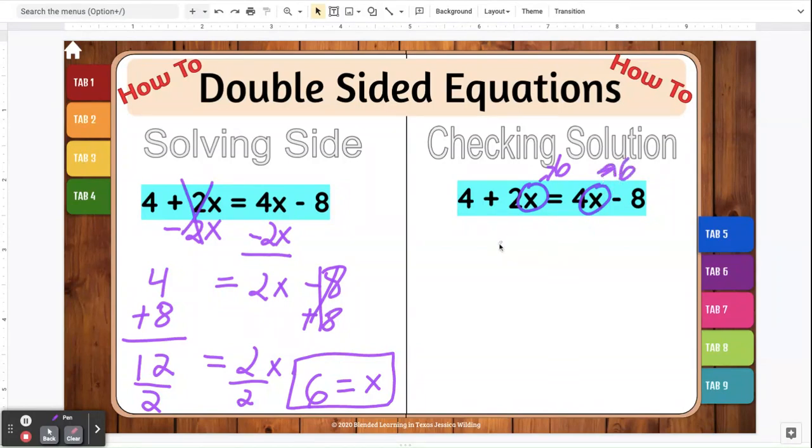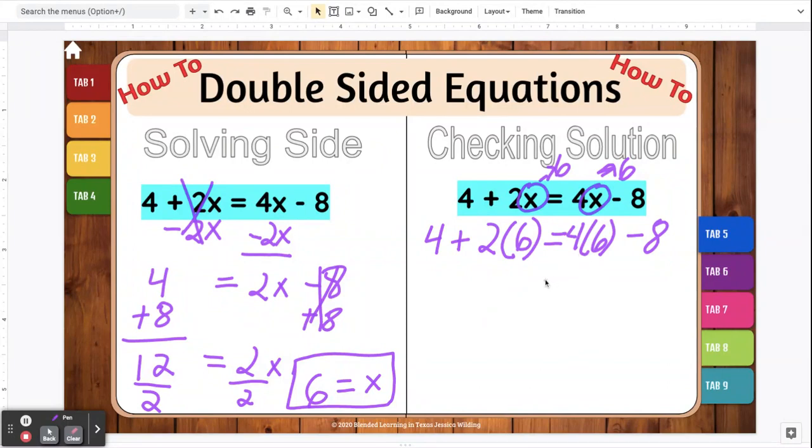So I'm going to rewrite this equation. I'm going to rewrite it as 4 plus 2 times 6. And remember, I'm doing that because it's multiplication anytime we see a number with a variable together. And then I'm going to do 4 times 6 again after I put my equal sign and minus 8.